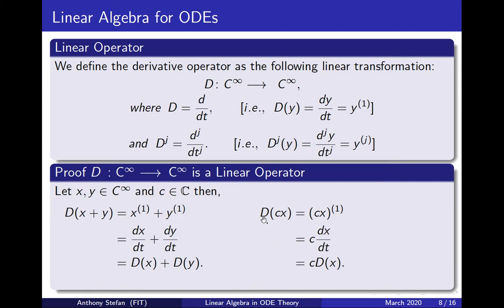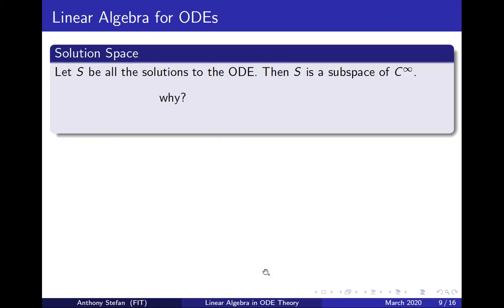Now scalar multiplication, D on cx, c being the scalar. We know it's just the first derivative of cx. We can always pull a constant out because it's linear, c times dx/dt. So we see here that c times our linear operator on x shows that it's closed under scalar multiplication. Now I did show it only for the first derivative, but because of the linearity, it would work with the jth power, so therefore D is a linear operator.